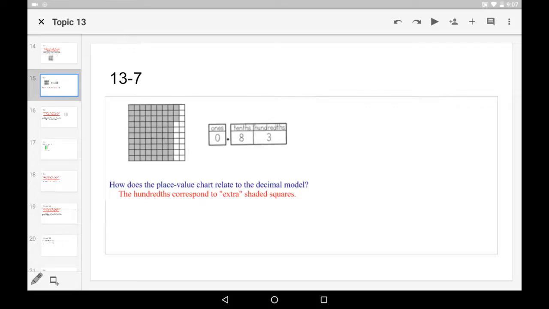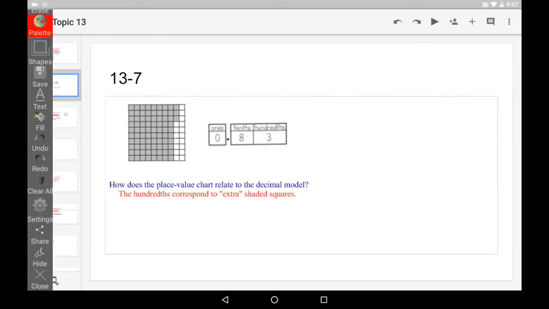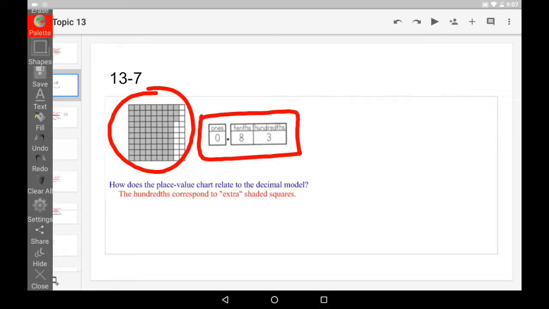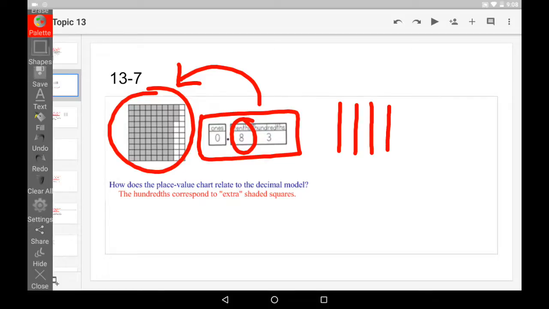And here we are. We have that same grid that we just had on the other screen, but we also have this nice little place value chart to help us now. The place value chart relates back to this, just like we showed on the last screen. These tenths, or that 8, represents the full columns of 10. 5, 6, 7, 8. And then this 3 right here represents the 3 little extras, or the 3 little ones that are left in that other column that didn't quite fill up the whole column.